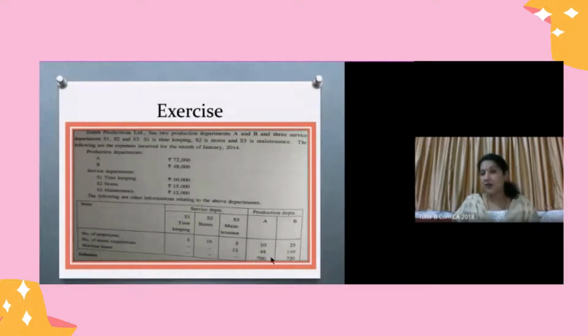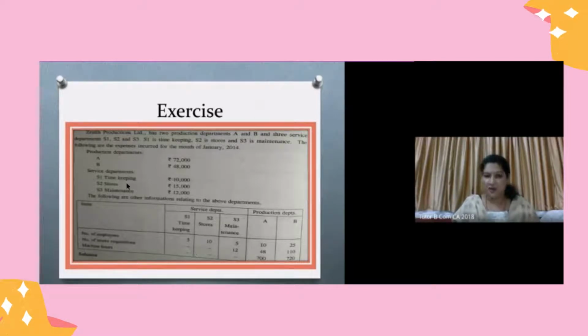Instead, it is shared between A and B, because it's the last department in the order of serviceability. One more thing which you have to remember is when we are sharing here, you will have a portion of expense of timekeeping which is being given to these departments.